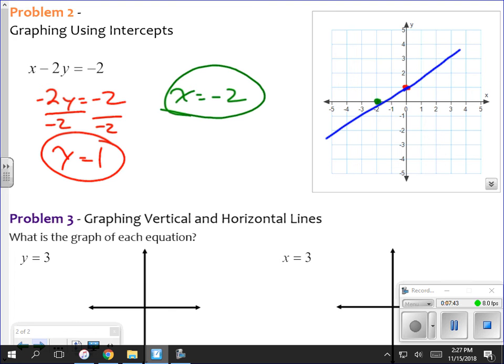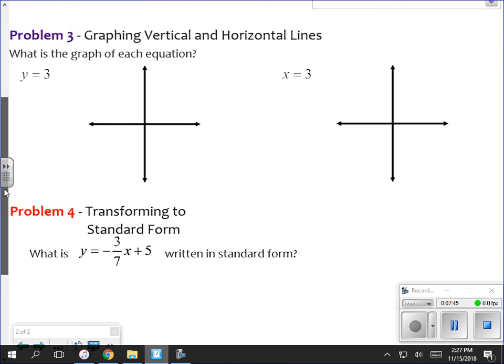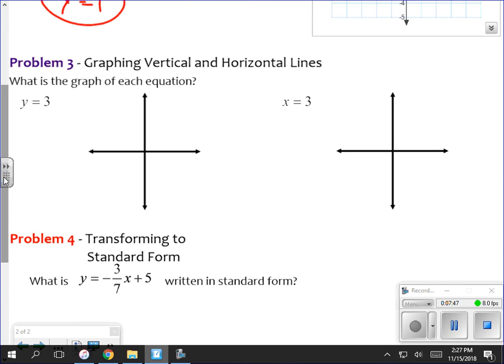This is your quiz. Okay, problem number 3. Graphing vertical and horizontal lines. These ones are a little counterintuitive. Which direction does the y-axis go? The y-axis is the one that goes up. And when I have a line that's y equals, that's a horizontal line. 1, 2, 3. So y equals 3.